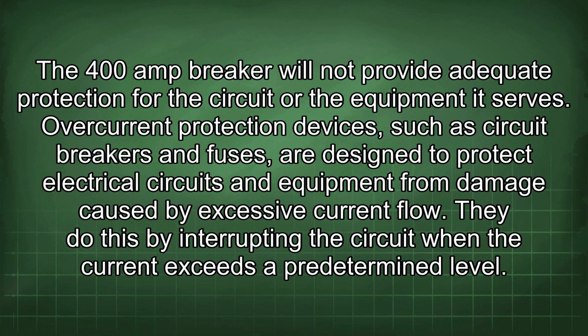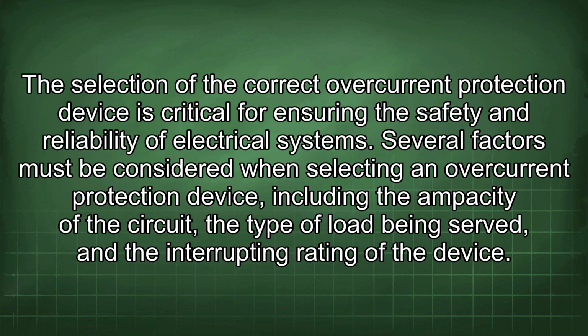Overcurrent protection devices, such as circuit breakers and fuses, are designed to protect electrical circuits and equipment from damage caused by excessive current flow. They do this by interrupting the circuit when the current exceeds a predetermined level. The selection of the correct overcurrent protection device is critical for ensuring the safety and reliability of electrical systems. Several factors must be considered when selecting an overcurrent protection device, including the ampacity of the circuit, the type of load being served, and the interrupting rating of the device.